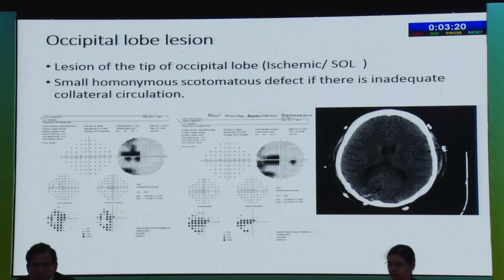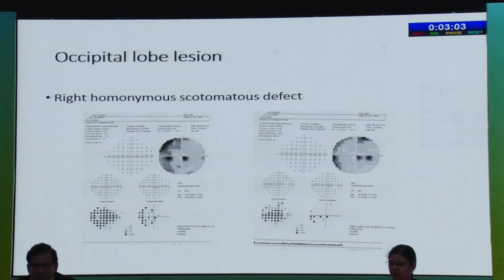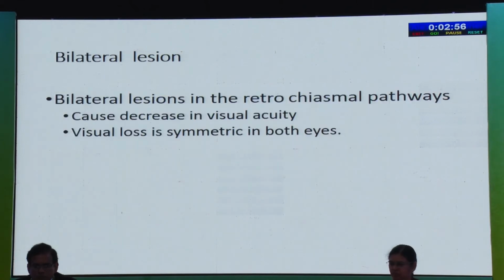So lesion of the tip of the occipital lobe can be due to ischemic or space occupying lesion. So here we can get small homonymous scotomatous defect if there is inadequate collateral circulation. Here again you can see right homonymous scotomatous defect due to ischemia. So bilateral lesion in the retrochiasmal pathway causes decrease in visual acuity, and the visual defect is usually symmetrical in both eyes.